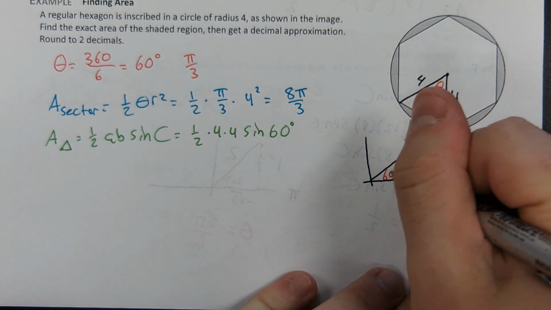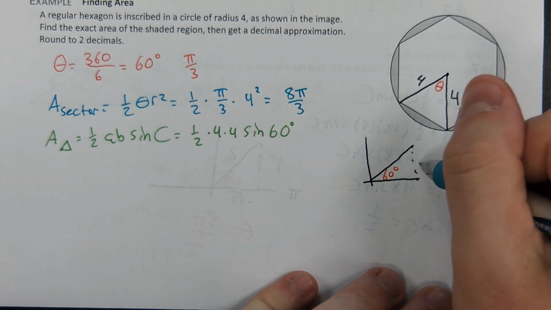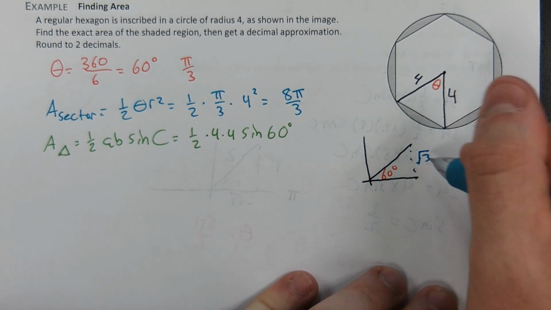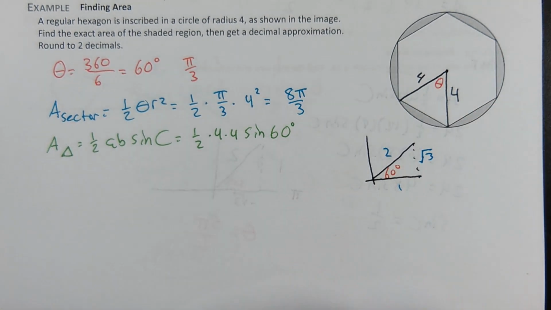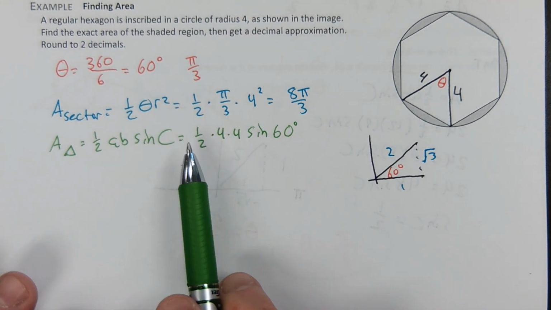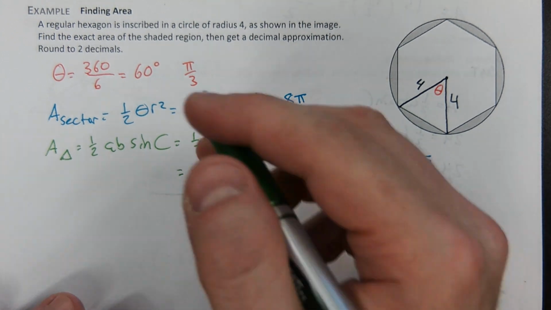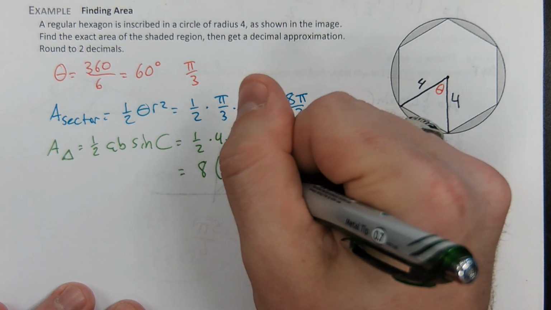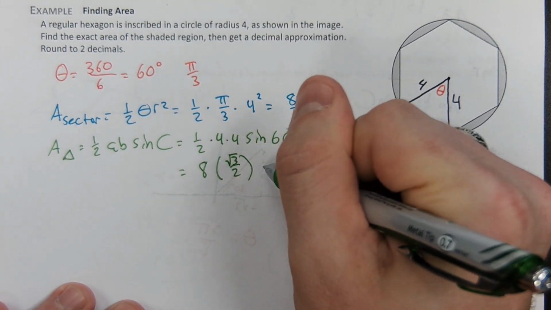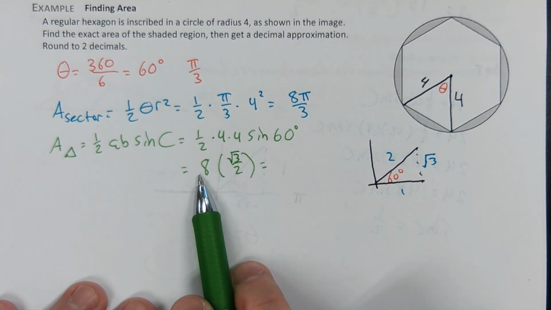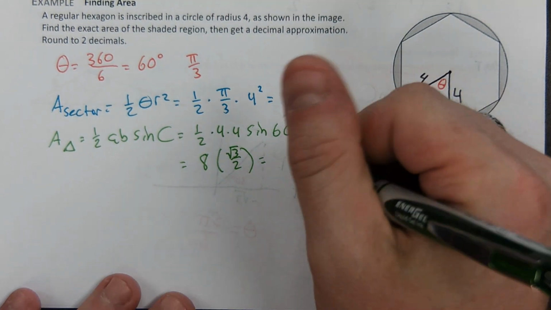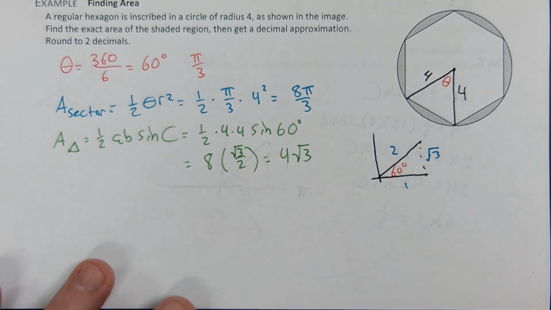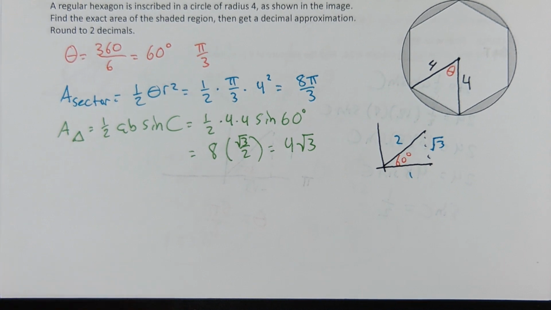Throw that 60-degree reference angle on there. Nope, 60. Sine is y over r. That gives me half of 16. You guys have already said half of 16 is 8. 8 times root 3 over 2. Oh. Well, what's half of 8? 4. So this is 4 root 3. That's the area of the triangle. 4 root 3.